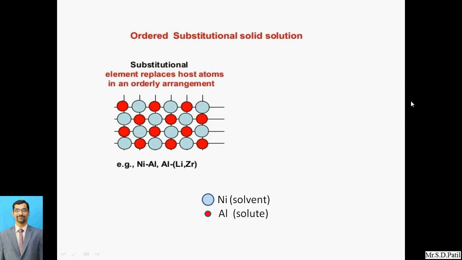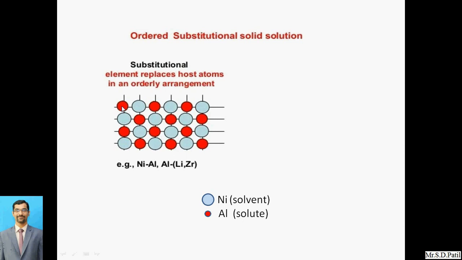Now you just try to understand what is the substitutional solid solution. Here one example has been given, that is nickel aluminum, or aluminum lithium or germanium. So in this particular case, the element replaces the host atom in an orderly arrangement. So here we can see nickel is the base metal, that is the solvent, and we are adding the aluminium as a solute in it. Whatever host atoms are there have been replaced by the aluminium, but in a definite order.